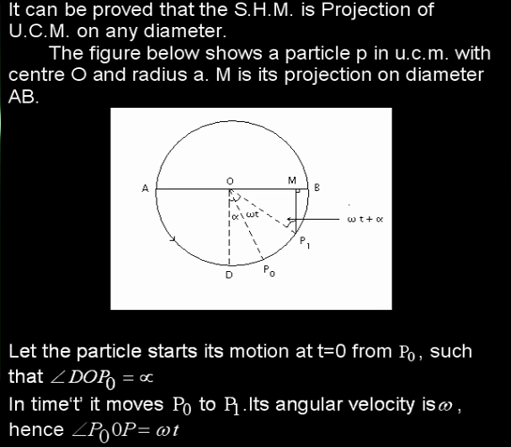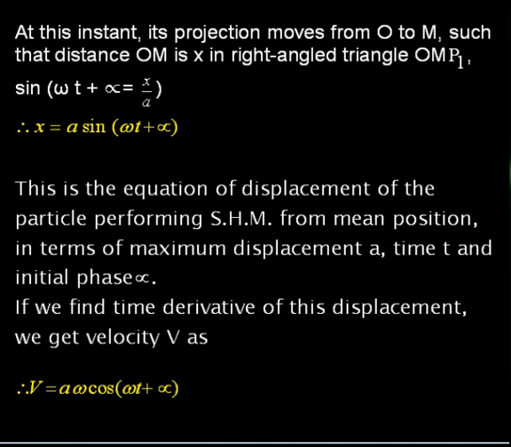Its angular velocity is omega. Hence, angle P0OP is omega t. At this instant, its projection moves from O to M such that distance OM is x. In right angle triangle OMP1, sin(omega t + alpha) is equal to x upon a. Therefore, x is equal to a sin(omega t + alpha).